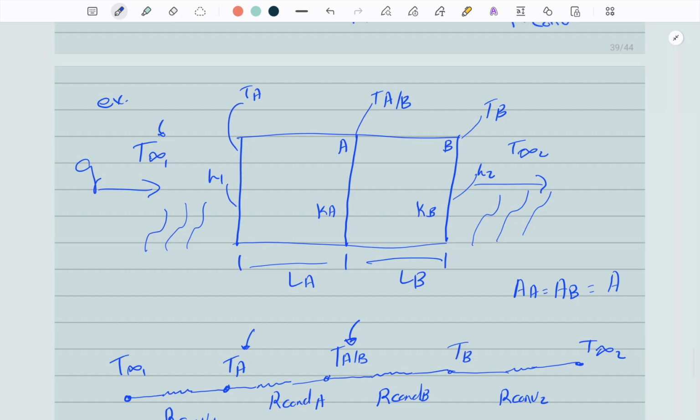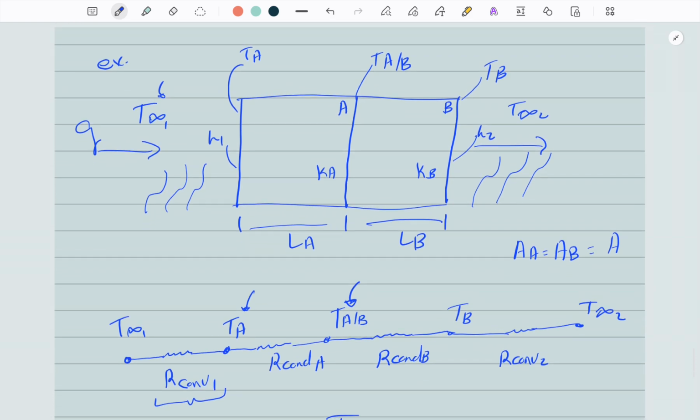And that's it for this class, which basically shows you how to solve a composite wall in series, how to find the heat transfer of a composite wall in series. In the next class, we'll go through an example where you can find the heat transfer in a composite wall in parallel. See you in the next class.